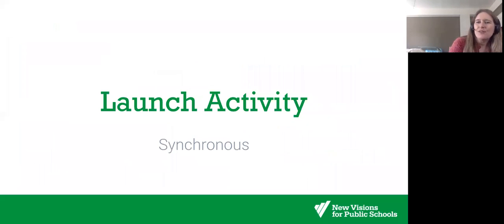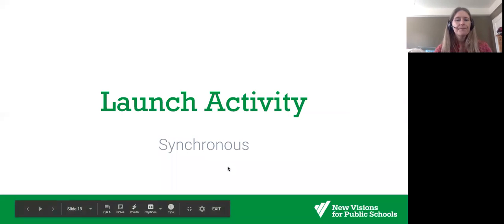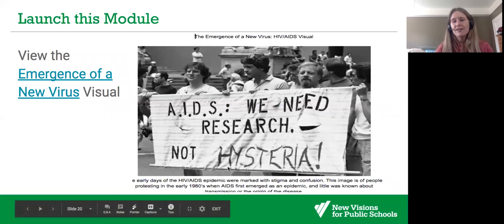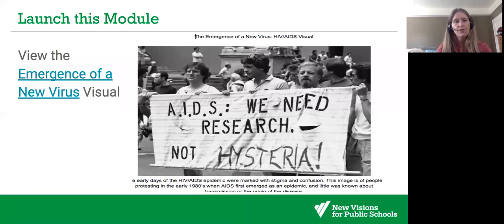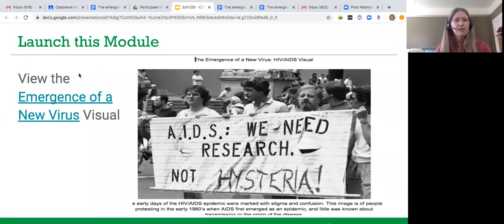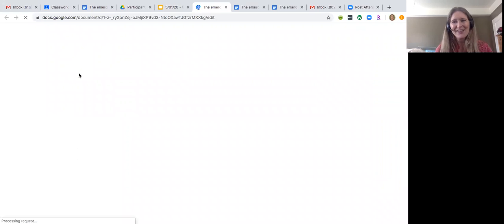The next thing I'm going to do is just talk through what would this be like if you launched this activity synchronously with your students. What would this look like? What would this feel like? And the way we would do that is just to present this visual. And so students would be in a Zoom, be in a Hangout with you, etc., whichever platform you're using to have a synchronous event. And students would all click on that and look at this visual together.